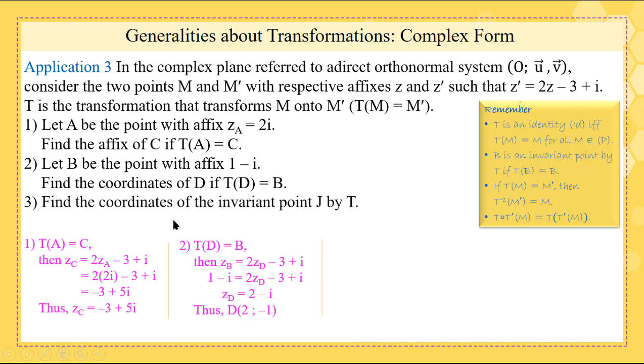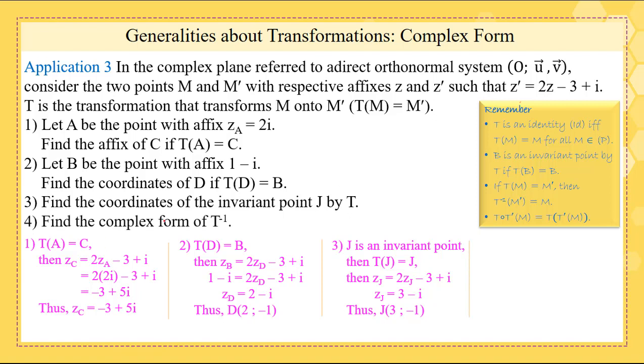Part 3. Find the coordinates of the invariant point J by T. Try to answer it. Now J is an invariant point, then T of J is equal to J, then ZJ equal to ZJ minus 3 plus I. So ZJ equal 3 minus I, thus J is 3, minus 1.